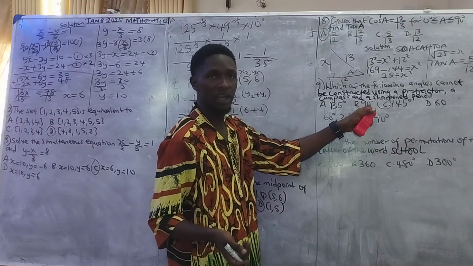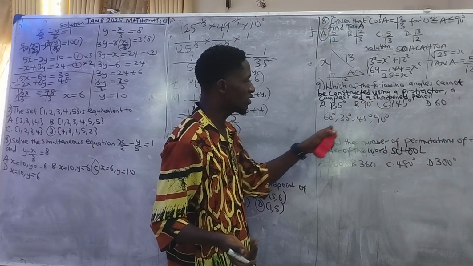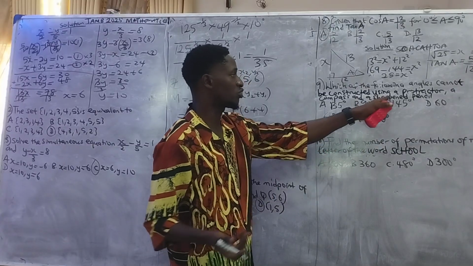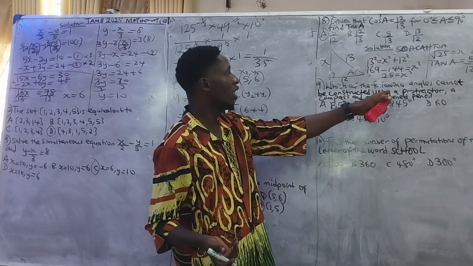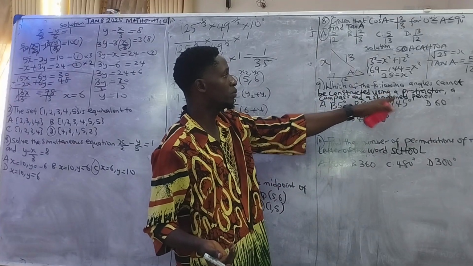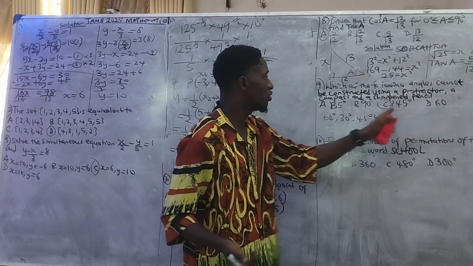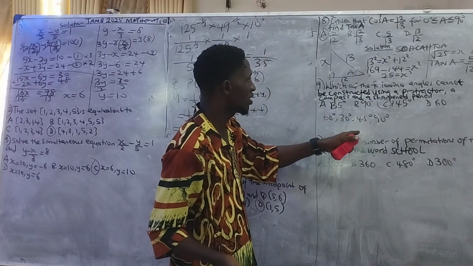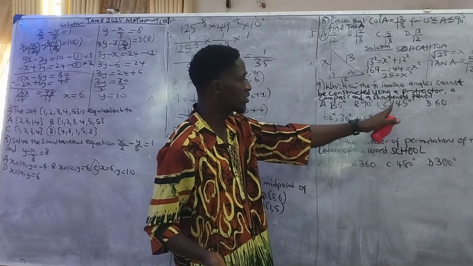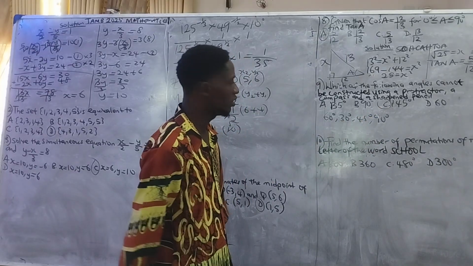Then 90 is already here. You can construct it. All these are basic angles you can construct with your compass, protractor, and sharpened pencil. Then coming to here, we have 60 here. There is no number you can add together here that will give you 145. So that is why the answer is 145 degrees.